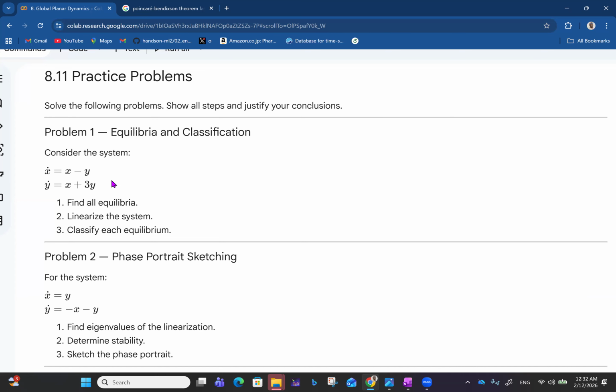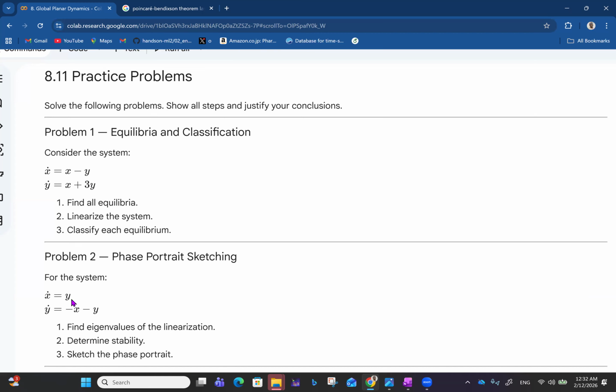So y is 0, and since y is 0, x will automatically be 0. So you can linearize the system at that point, classify each equilibrium and all of that. Then phase portrait sketching. So for the system y, minus x minus y, find eigenvalues of the linearization, determine stability, sketch the phase portrait. Of course, get the equilibrium.